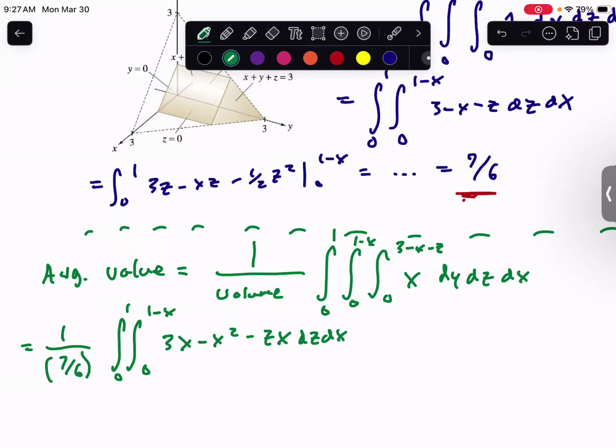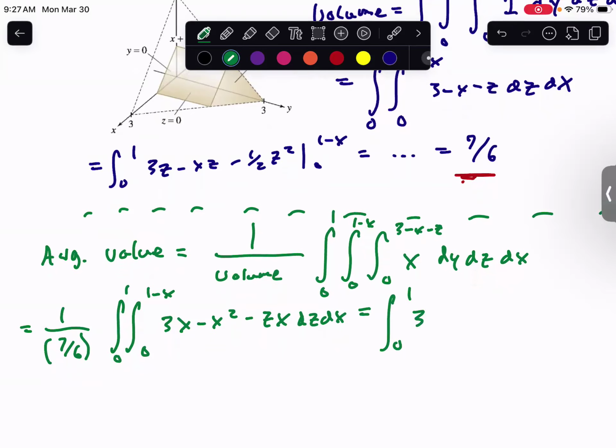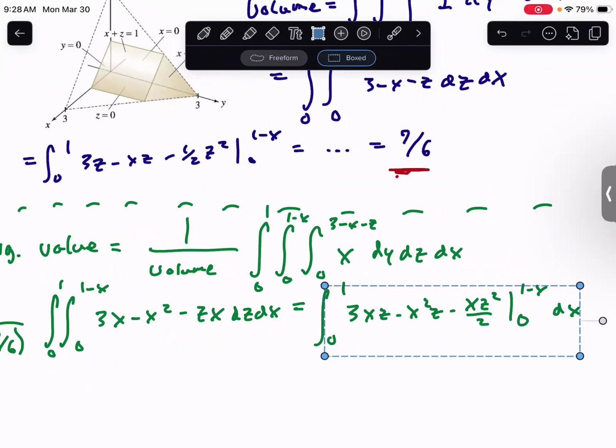And then from here, you integrate with respect to z. I'm not going to write out the full detail here, but I'm going to do what I did last time. So you get 3xz, in alphabetical order, minus x squared times z, and then minus x times z squared, all over 2. And this is going from 0 to 1 minus x, and then you have dx. And I realized I forgot to write the 1 over 7 over 6.